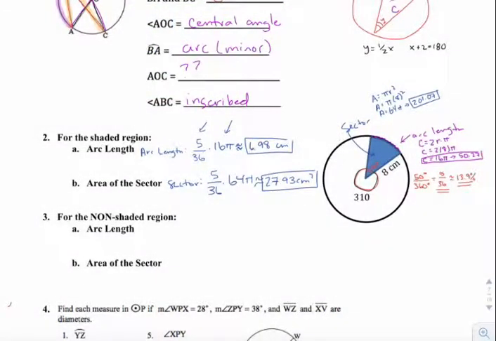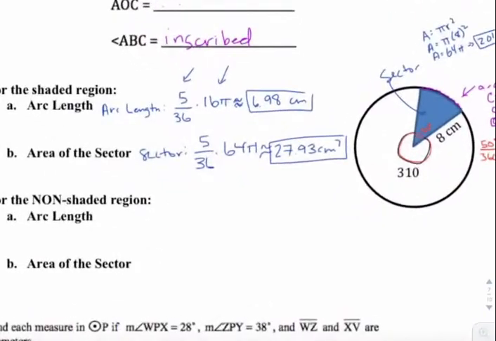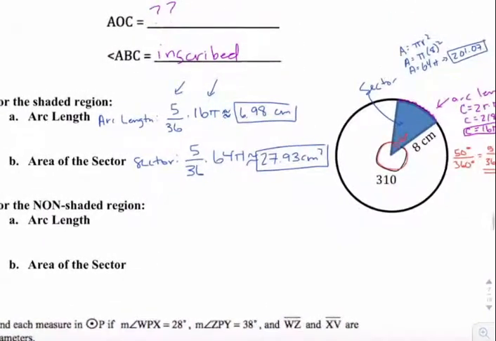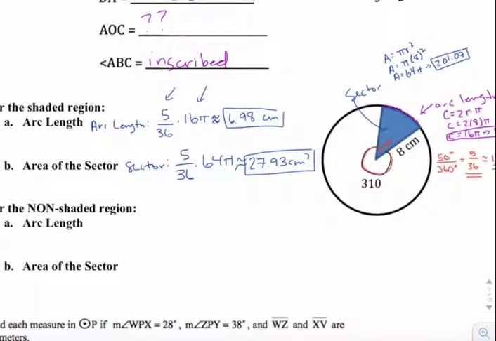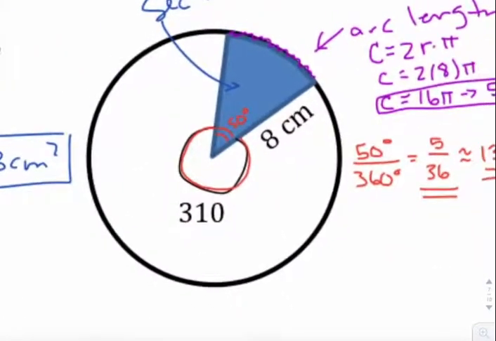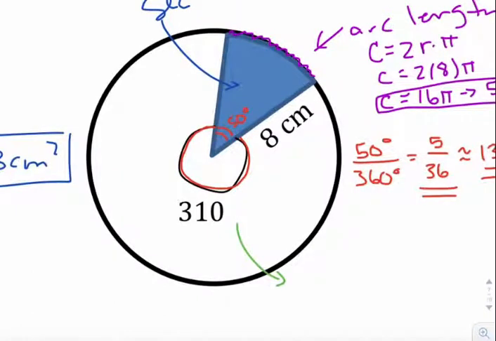So now we got to flip it around. We want the arc length and sector for the non-shaded region. So we're going to do the same thing, but we're going to take a different value for percentage. So for the non-shaded region, we're going to take the 310 degrees out of 360, which again represents a portion that in this case is not shaded.